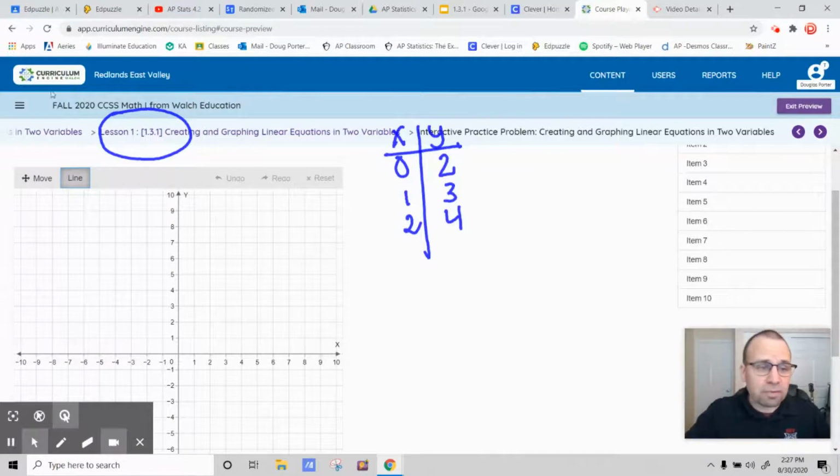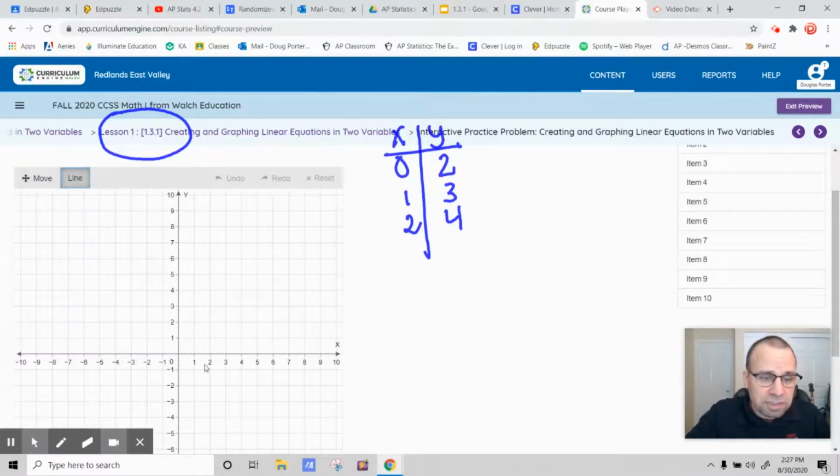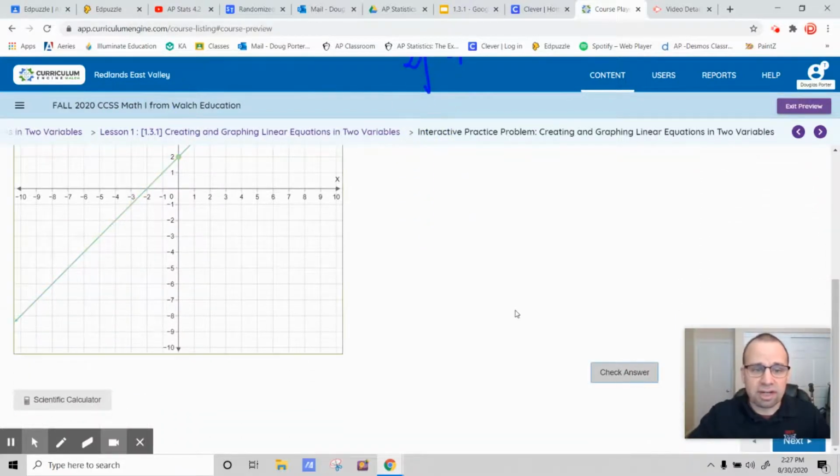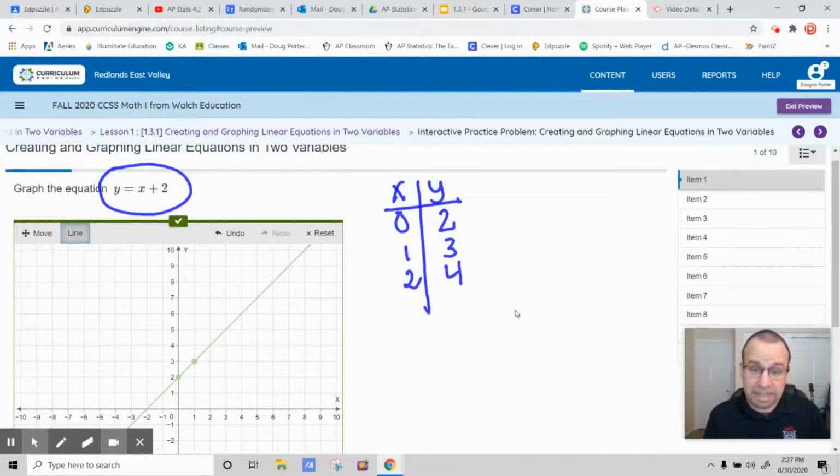So how do you graph? Well, what we're going to do is draw a line, and I know it's going to be going through these points. So I will click on 0, 2, and I placed a dot there. 1, 3, place a dot there, and let's see if it goes through 2, 4 also. It does. It goes through that one as well. And when you're ready to check your answer, you check your answer like that, and it'll turn green.